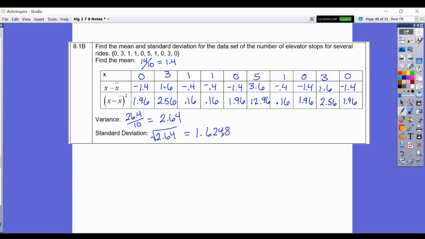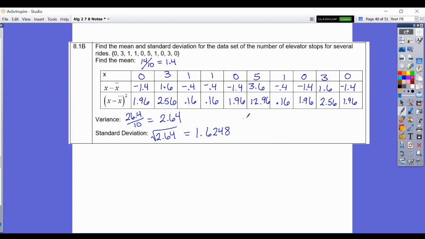All right, so notice the standard deviation on this one is a lot smaller. So that means that this data is closer together. And you can tell by just looking at those numbers that they're all pretty close to each other. The 5's sticking out there a little bit. All right, well, let's also use our calculator just to check these. So let me show you how to use your calculator.